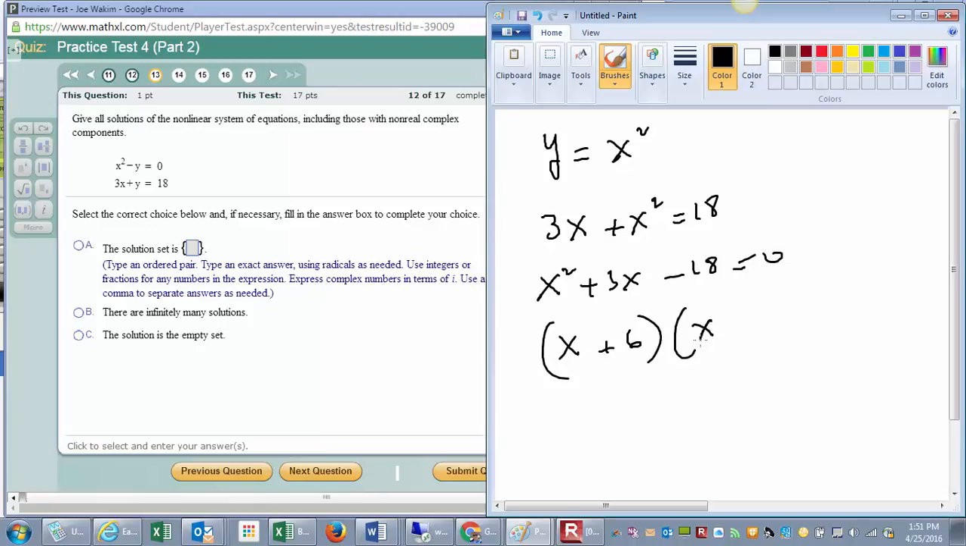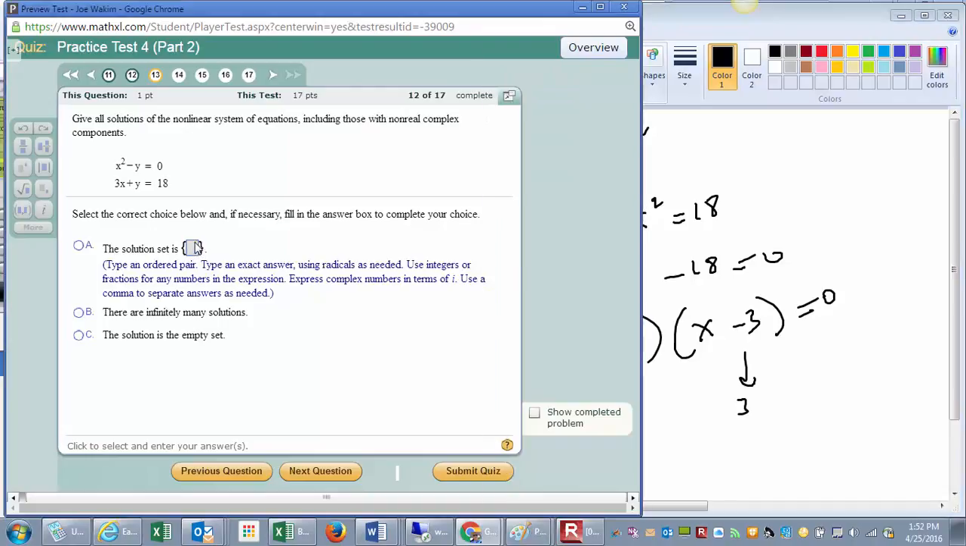and x minus 3 equals 0. The reason for that is the product is negative 18 and the sum is plus 3. And therefore x could be either negative 6 or x could be 3. So the solution set is going to be two values here. We're going to find, for x equals negative 6, what is y? Negative 6 squared is 36, so y would be 36.